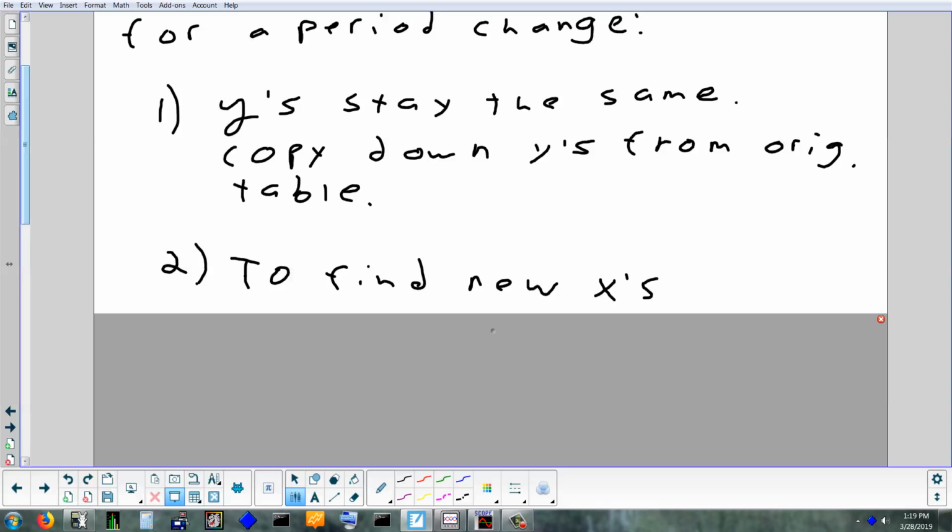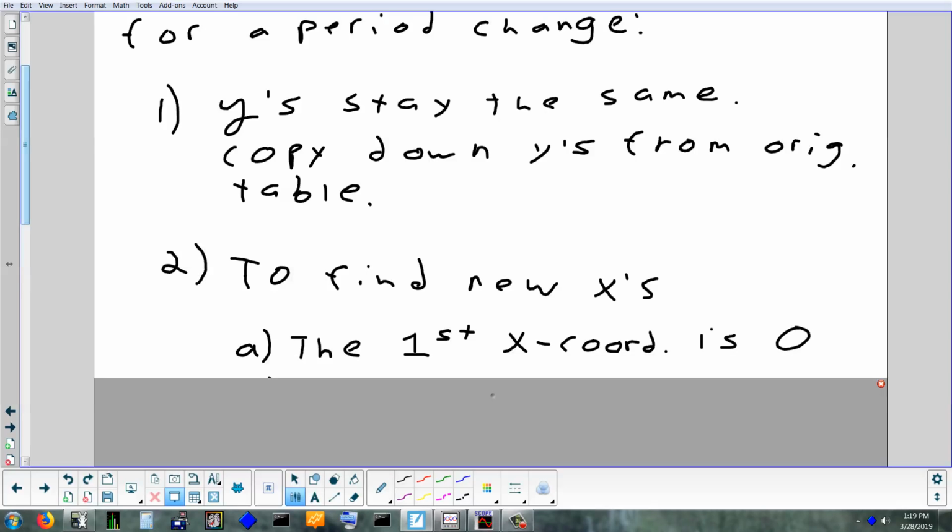Now let's think about if we compress it. Let's take half of 0. How much is that? It's still 0. So basically, if the first x coordinate started at 0, no matter how much you stretch or compress the number 0, it's always 0. So your starting point for every period change is always 0. No matter what.